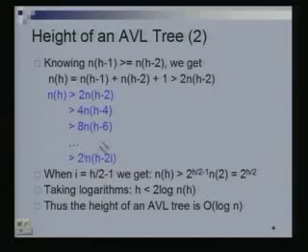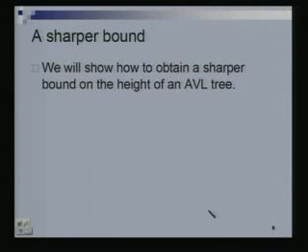So let's try and solve this recurrence slightly better. This is more of an exercise also to show you how recurrences are solved. We did a fairly crude analysis here. We replaced this with n of h minus 2 and then we did this and we got the bound. Let's try and get something better, just as an exercise. So we'll show how to get a sharper bound on the height of an AVL tree. What was the bound we obtained right now? The bound we obtained was 2 times log of n. Let's see if we can get something better than that.